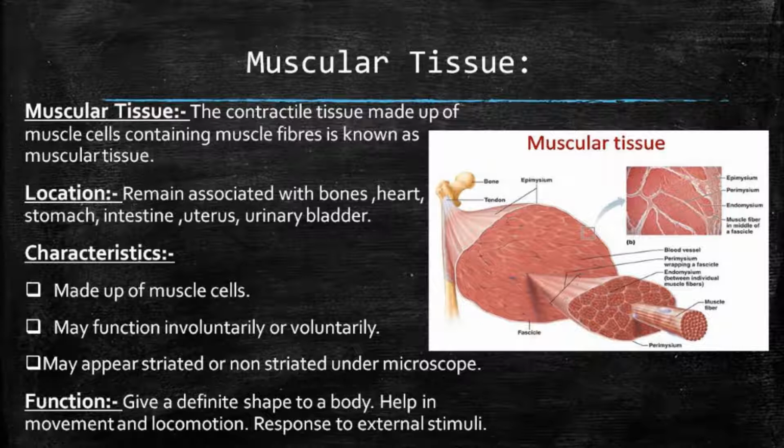Made up of muscle cells, may function involuntarily or voluntarily, may appear striated or non-striated under the microscope. The functions of muscular tissues are to give a definite shape to the body, help in movement and locomotion, and respond to external stimulation.